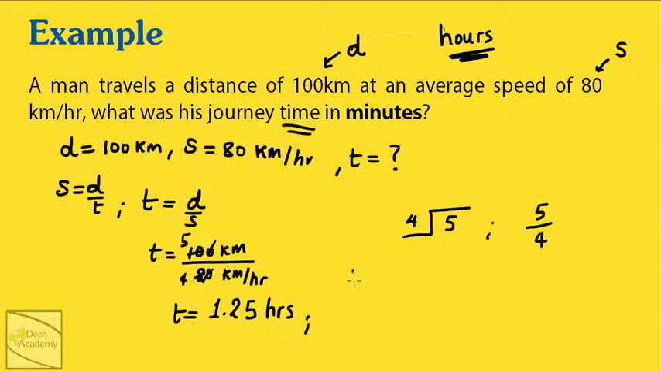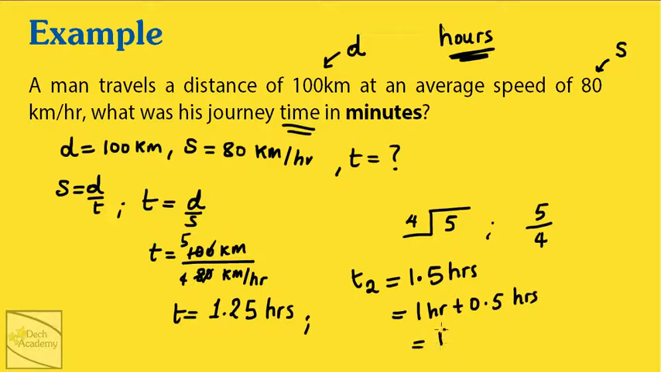So if I set a time, so I'll call this T2. So time is 1.5 hours. What is this in minutes? Well, you know that 0.5 hours is half of an hour. 0.5 is half. I know that half of an hour is 30 minutes. So you know that this is actually 1 hour plus 0.5 hours. So it's 1 hour, which is 60 minutes, plus 0.5 hours, which is 30 minutes. So 60 plus 30 is 90. So that's 90 minutes.